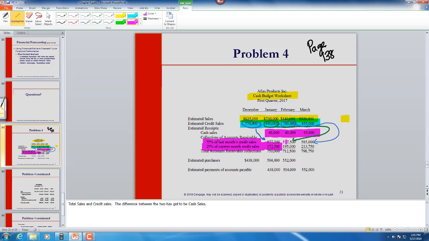1/4 of 780,000 of February is collected in February itself. 1/4 of 855,000 is collected in March itself. So total accounts receivable collections for any particular month is 3/4 of previous month's credit sales and 1/4 of this month's credit sales. So what you're getting in January is 750,000, February is 712,500, and in March is 798,750.